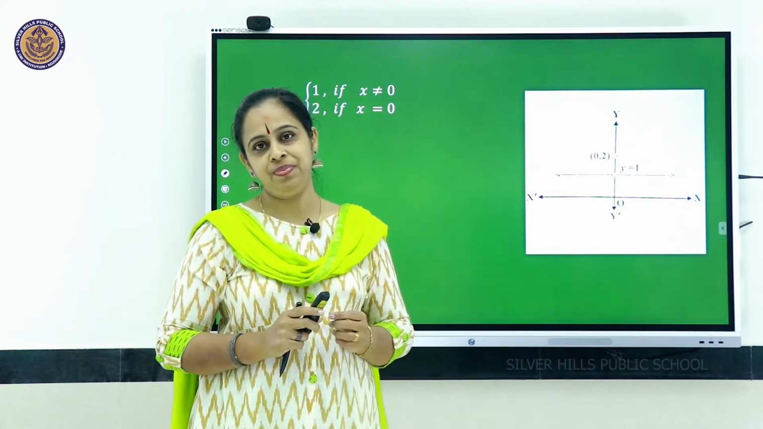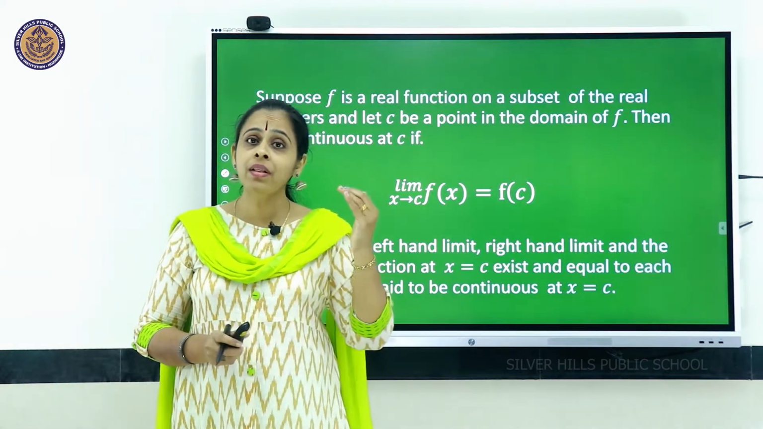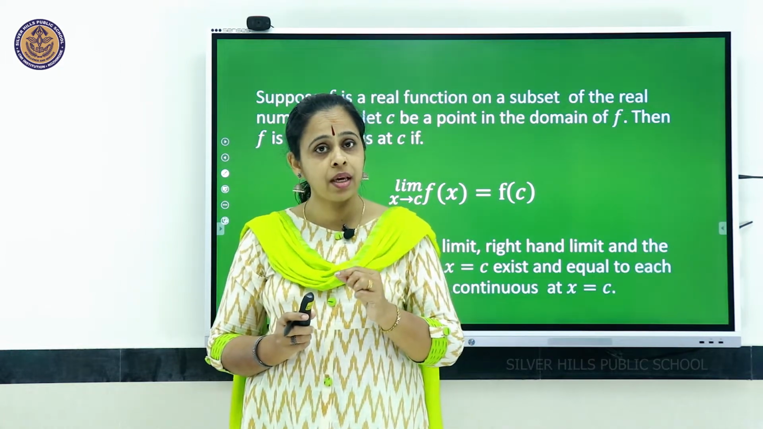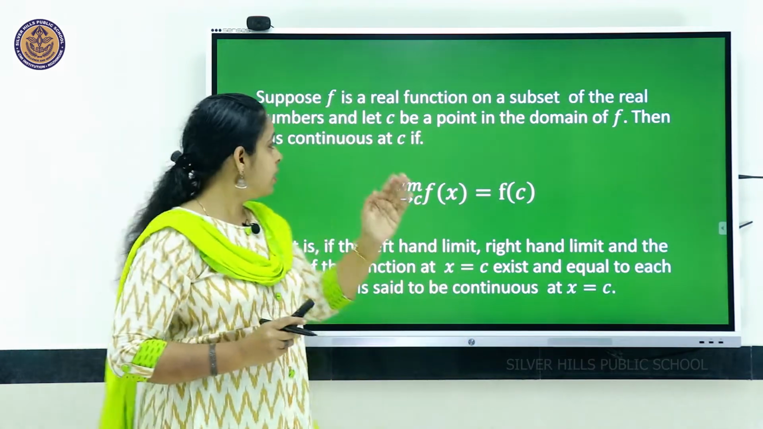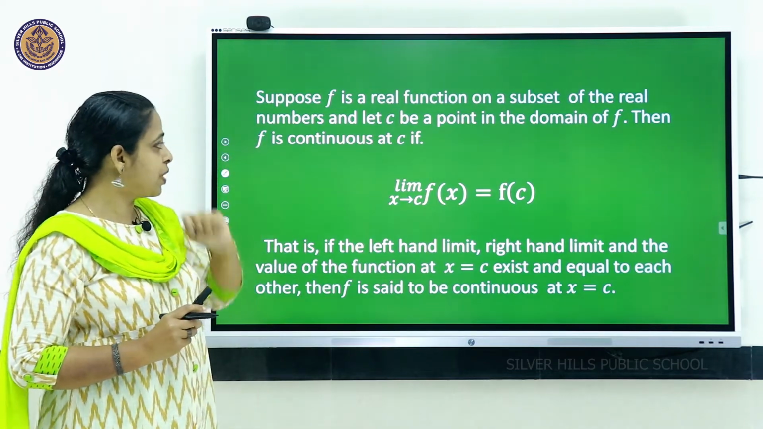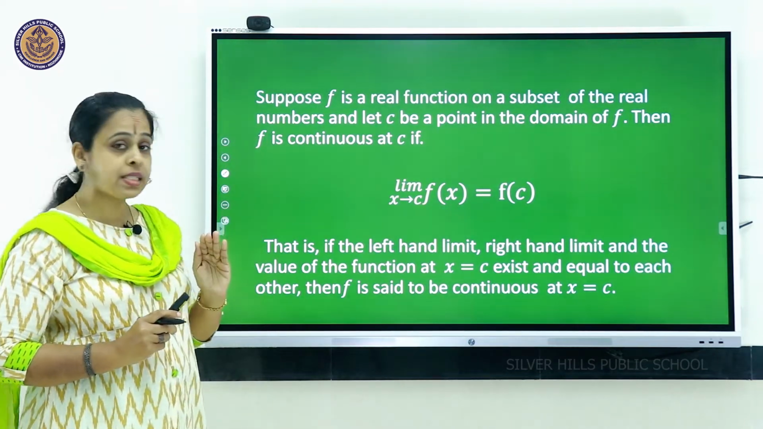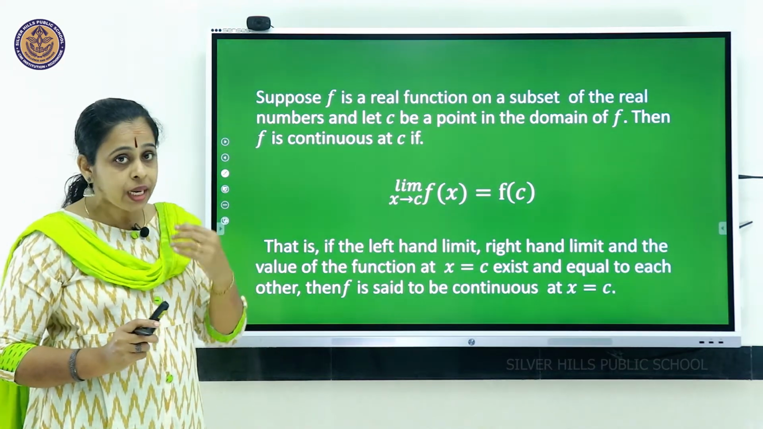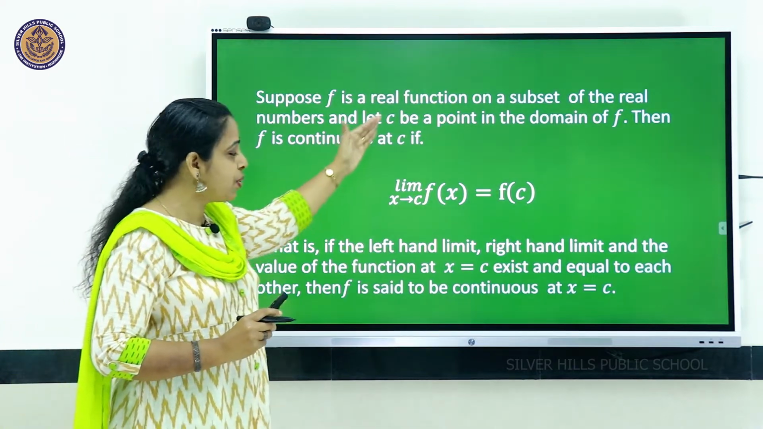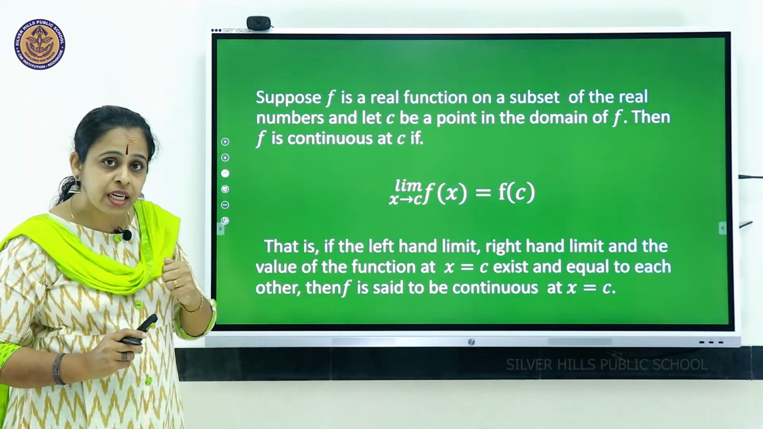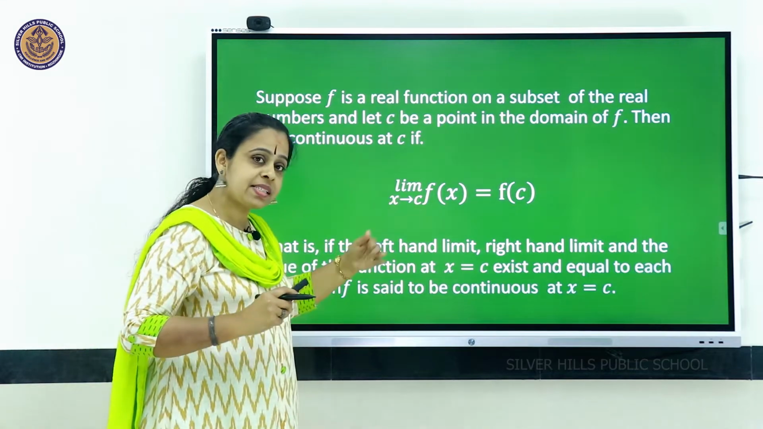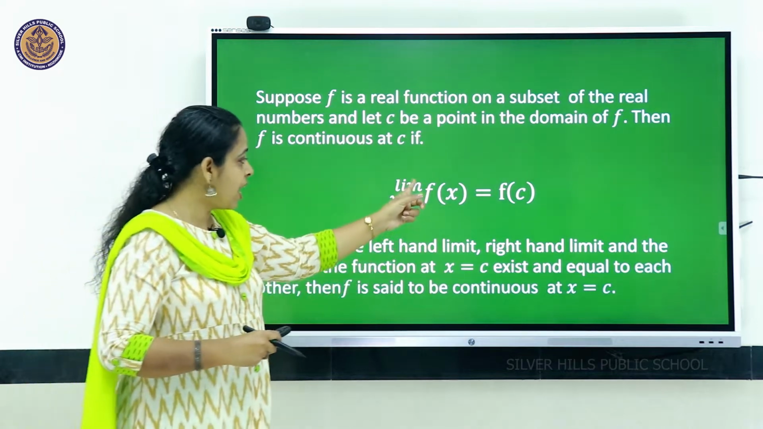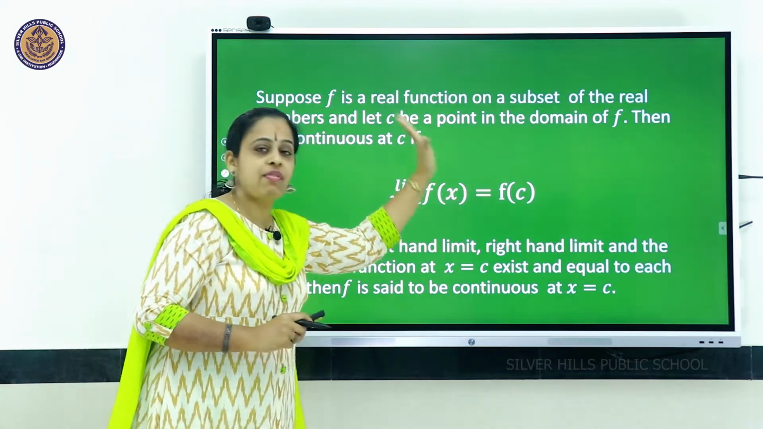Now, keeping both graphs in mind, let us define what you mean by continuity of a function. Suppose f is a real function on a subset of real numbers and c is a point in the domain of f. c is also a real number. Then f is continuous at c when limit x tending to c, x approaching c, f of x takes the value f of c.